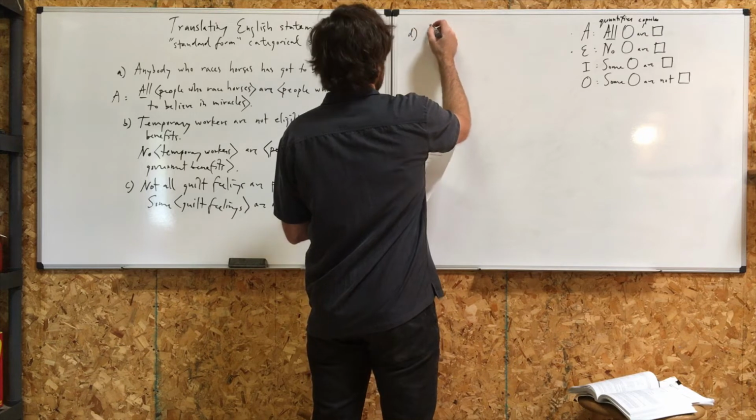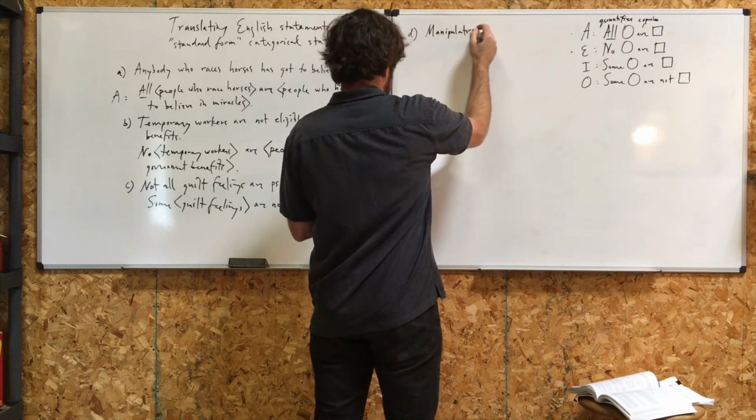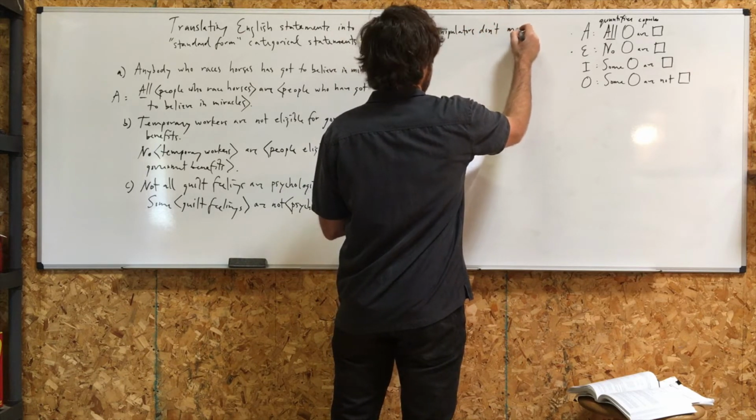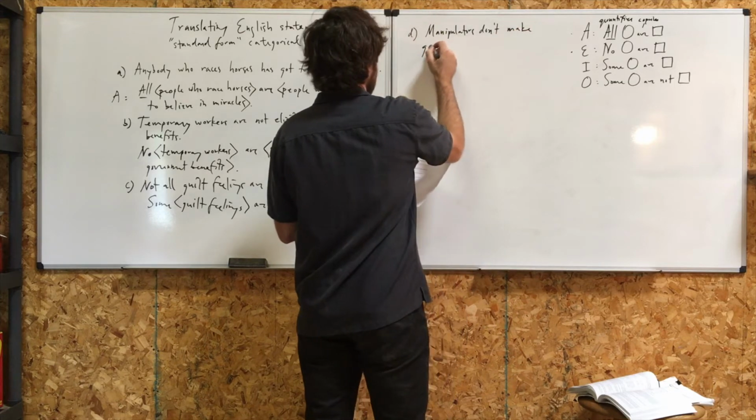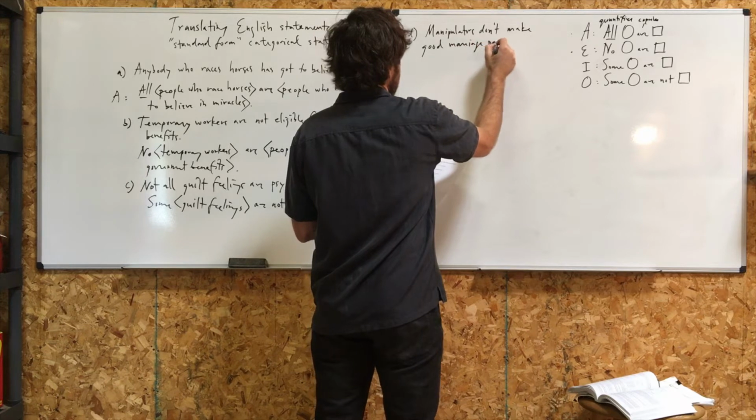All right, let's look at D here. D. Manipulators don't make good marriage partners.